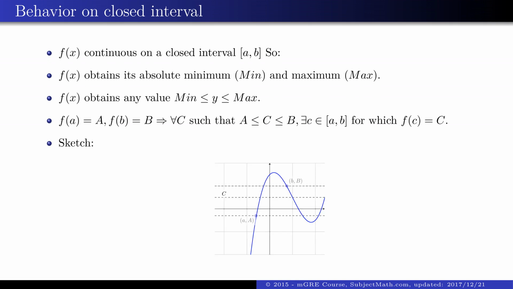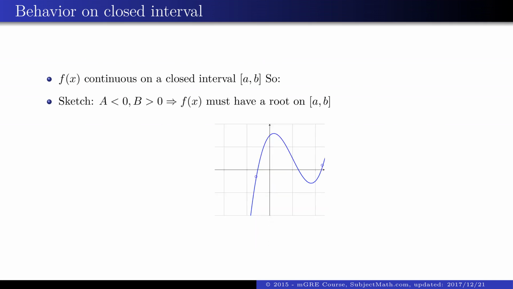This fact is clear when sketching a graph. Its heart is really the following graphical fact. Every curve from capital A to capital B must have at least one point of intersection with every horizontal line between capital A and capital B. A special case is when capital A is negative and capital B is positive. Then f must have at least one root.